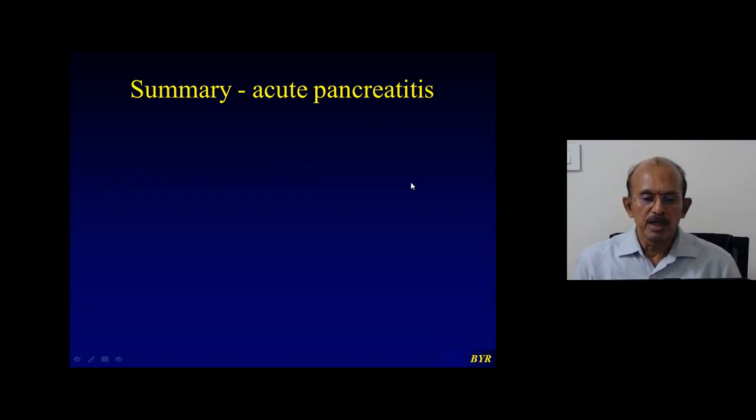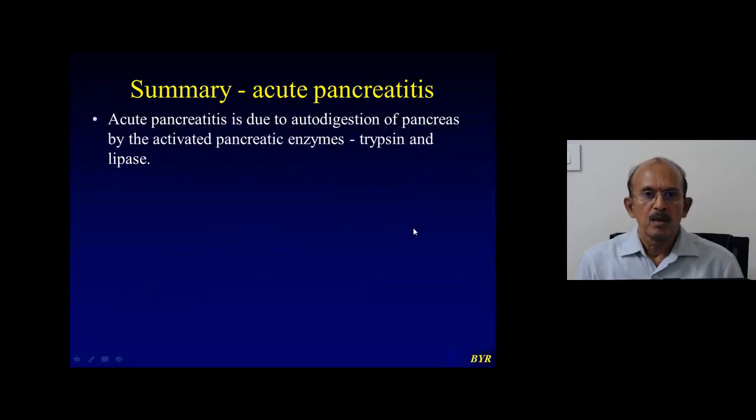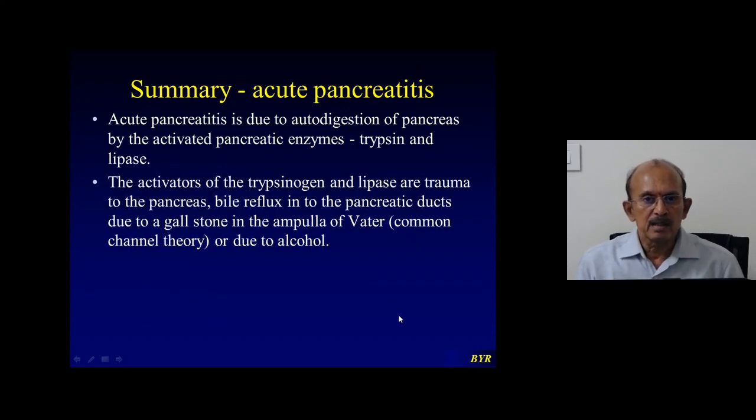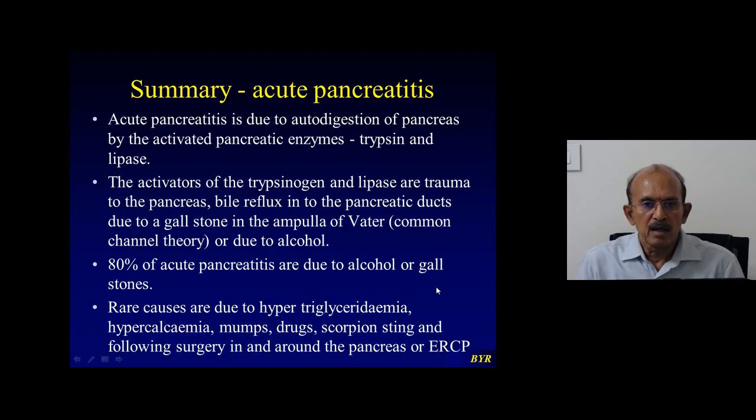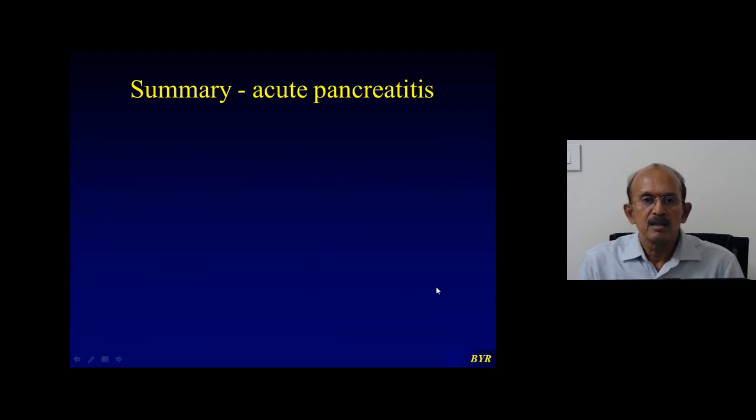Okay, before I proceed to the investigations, I will briefly tell you the acute pancreatitis summary of what we have discussed so far. It is due to autodigestion of the pancreas by activated pancreatic enzymes, trypsin and lipase. The activators are trauma to the pancreas, bile reflux into the pancreatic duct due to a gallstone in the ampulla of Vater, that's called the common channel theory, or alcohol. 80% of pancreatitis is due to alcohol or gallstones. Rare causes are due to other things.